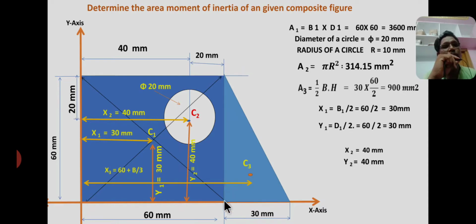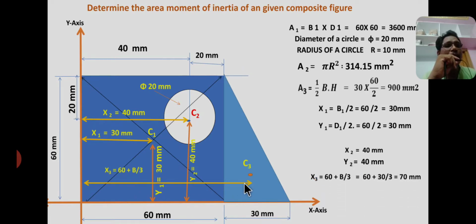So from here to here the distance is 1/3 into base 30, that means 10 mm. From here to here 10 mm, and from here to here the base is 60 mm. So 60 plus base by 3 is the x3 value.